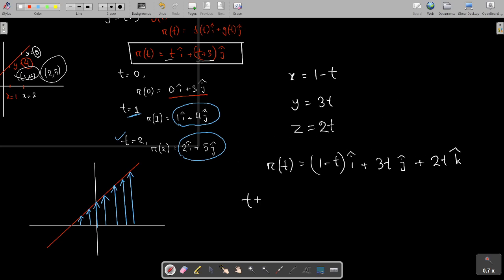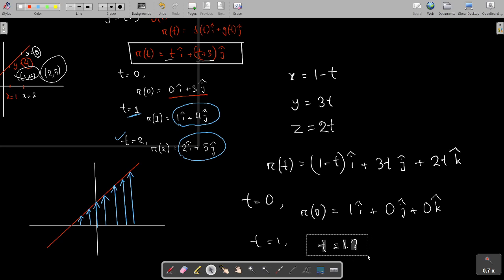Now if you put t equal to 0, then r of 0, you will get a vector, right? Here the vector becomes 1i plus 0j plus 0k. Now if you put t equal to 1, you will get another vector. If you put t equal to, let's say, 1.3, you will get another vector. Now the curve is getting produced by some vectors. That is why it is called vector valued functions, right?